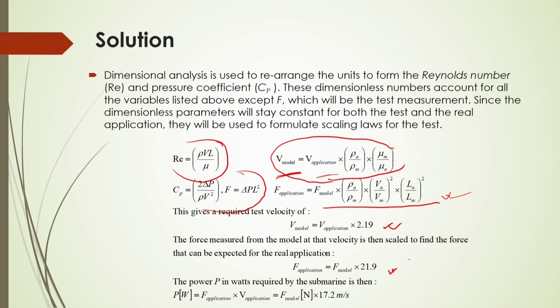And the power P in watts required by the submarine is then as per the calculation given here. Now, F model into 21.9, that is as per the scale up. So, here we are getting this because we are calculating F application from this part, and then you can calculate the model as per this.